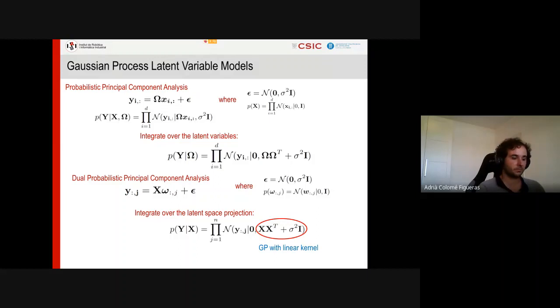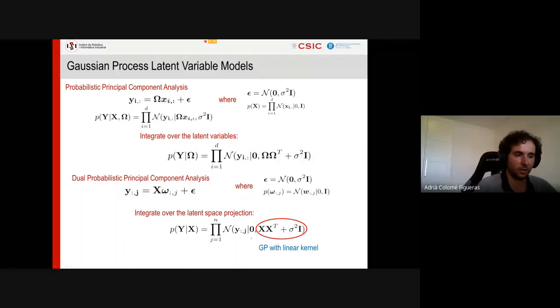So basically, Gaussian process latent variable models come from saying, okay, if we do this dual probabilistic principal component analysis and we derive solutions, we end up with the same as Gaussian processes. So why not change the kernel here? And we get a new way of reducing the dimensionality. So this is where Gaussian process latent variable models come from. So basically, you change the kernel here and get a new model, and you optimize the likelihood.